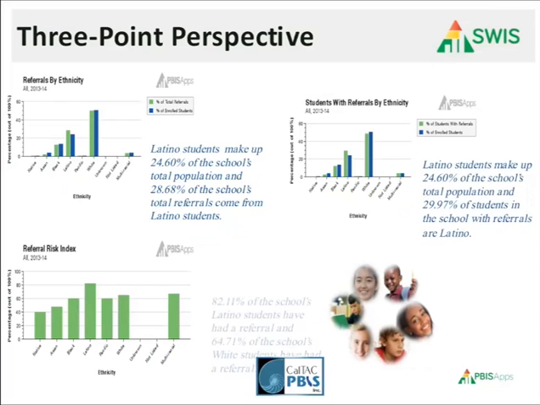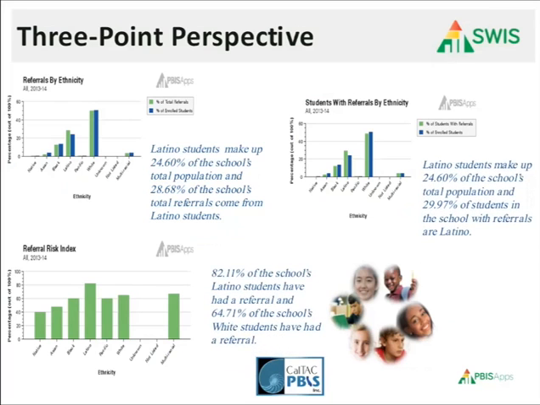So here's a picture of that 3-point perspective, and you can see the graphs. Just to give you a quick visual, and then there's the story right next to it so that we don't lose what the visual is about. So together these graphs will really provide us with a comprehensive picture describing the extent of the proportionality or disproportionality of school referrals at any given time during the school year.